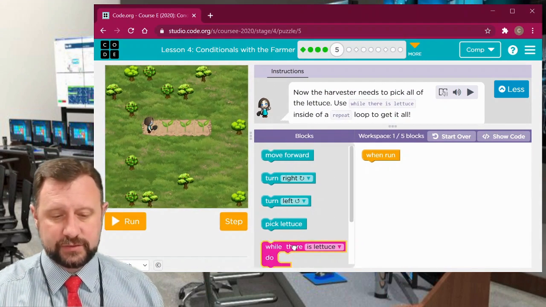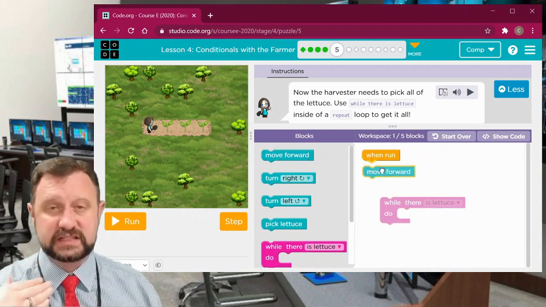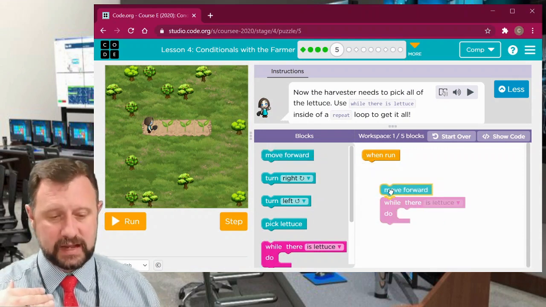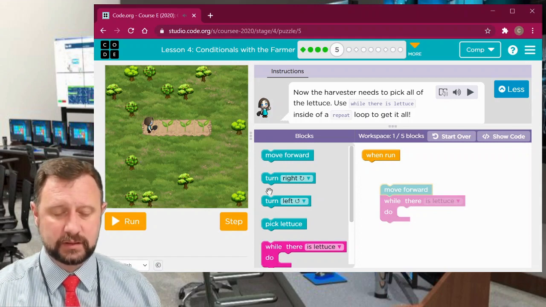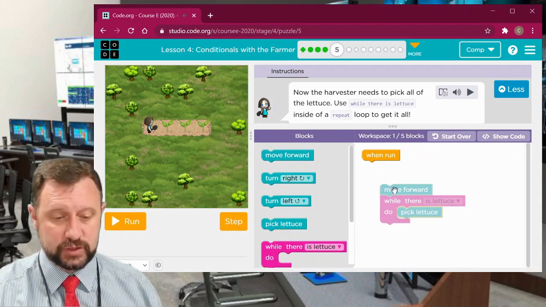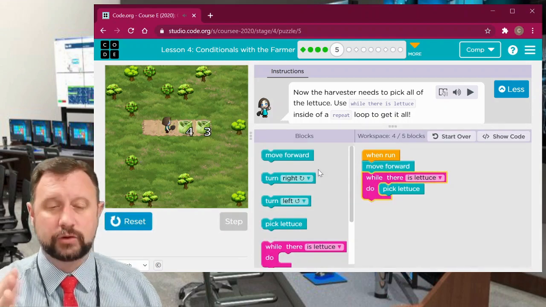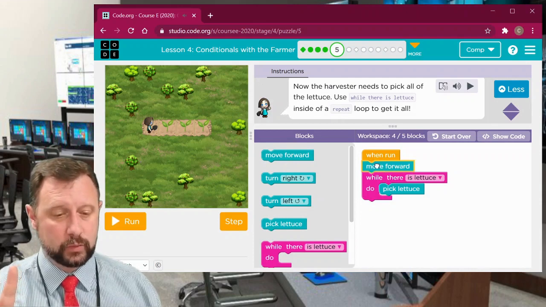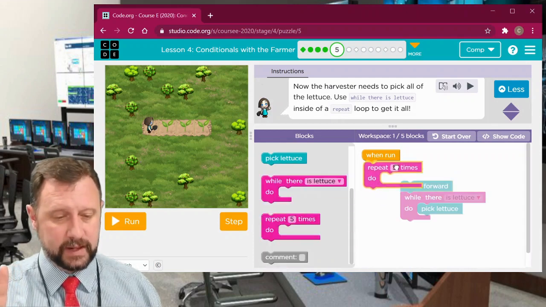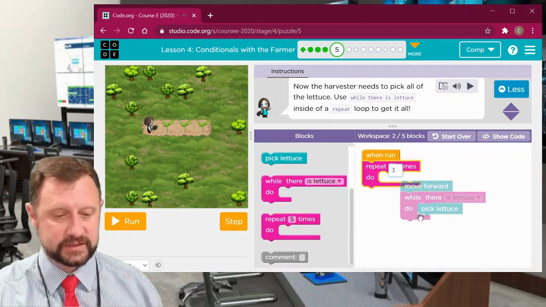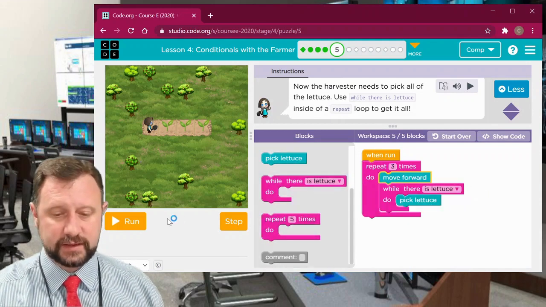So now we're going to use the lettuce block. This is the exact same block that we had before. This is the exact same puzzle. It's just with different words. Go forward, and if there's lettuce, we should pick it. That does it 1 time. How could we do it 3 times? Well, we'll use a repeat block. We'll do this 3 times because there's 3 pieces of lettuce that we need to do it with.